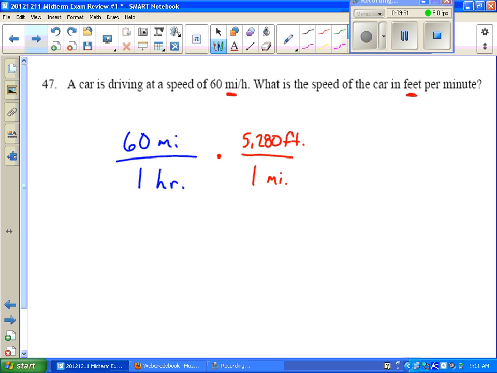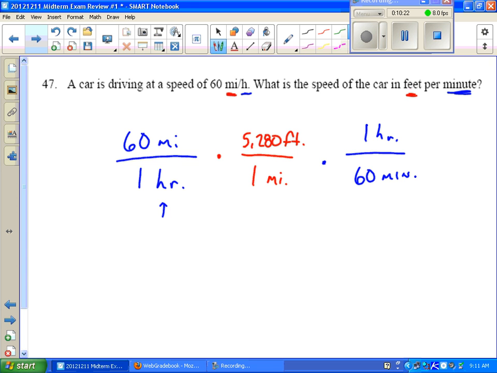But it says from miles per hour to feet per minute. So we also have to convert hours to minutes. Okay, if you look at the first fraction, hours are on the bottom. So our next one we multiply by, we want 1 hour to be on the top. You always want it to be the opposite. If it's in the numerator, you want it on the denominator, and if it's in the denominator, you want it in the numerator. And in 1 hour, there are 60 minutes.